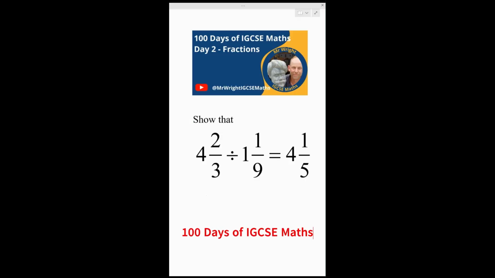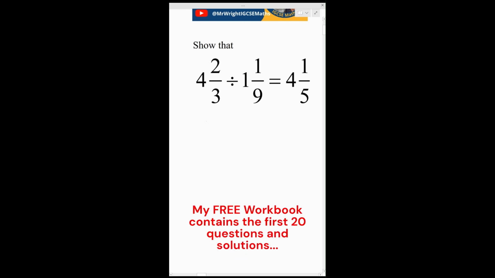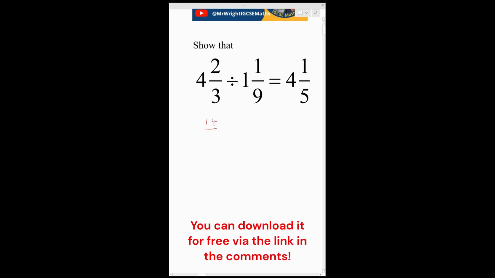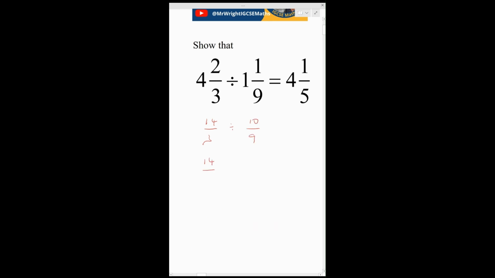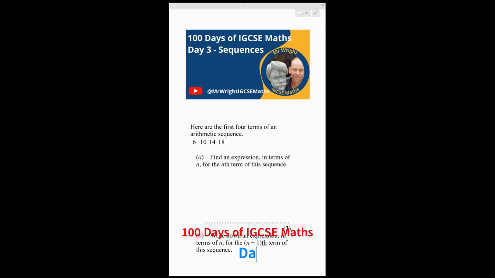Now's a chance to pause the film. Okay, I've got 4 2/3 divided by 1 1/9. So I'm going to write that as 14 thirds divided by 10 ninths. So that's 14 thirds multiplied by 9 tenths. Looking for cancelling. 3 goes once, 3 goes 3, 2 goes 5, 2 goes 7. 7 3s are 21 over 5. 21 fifths is indeed 4 1/5.